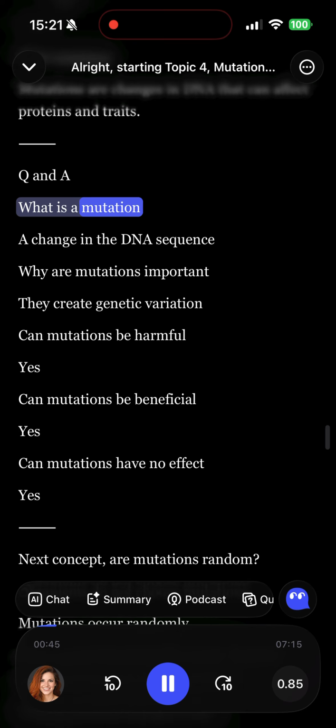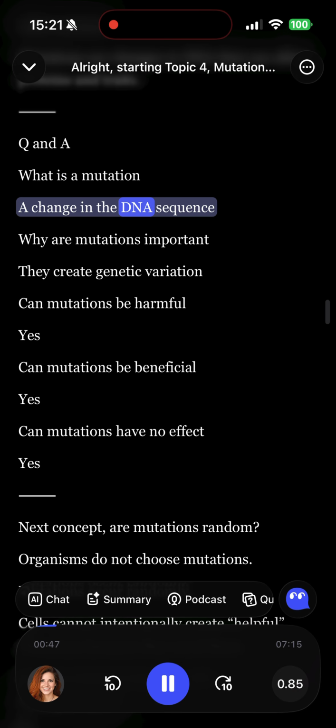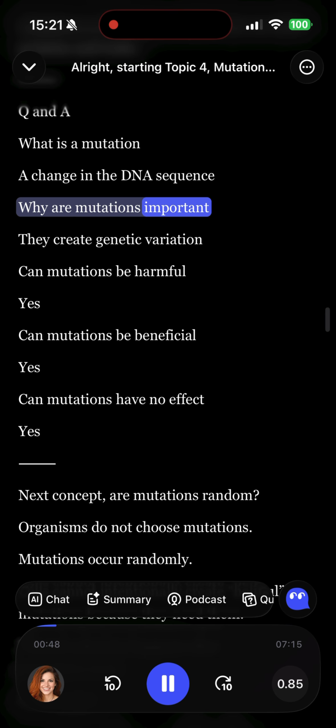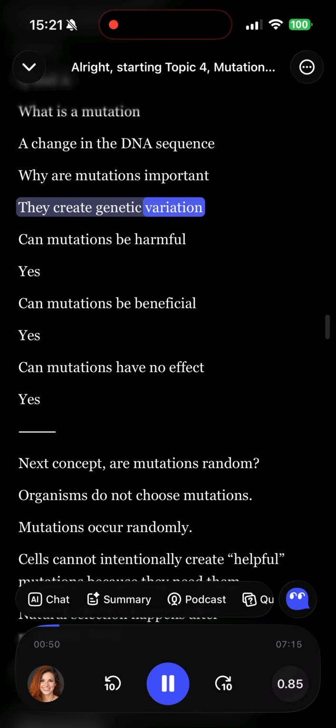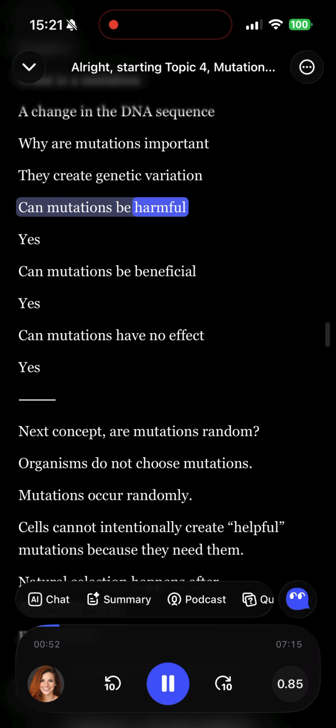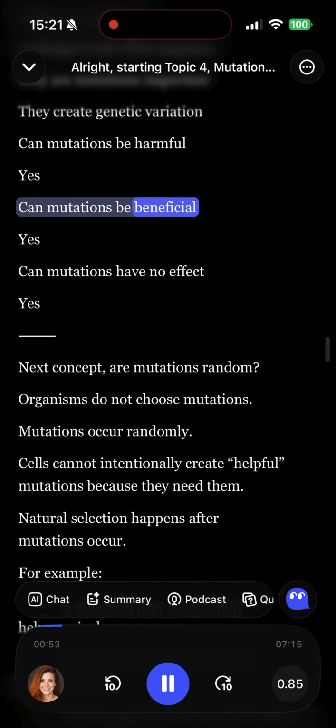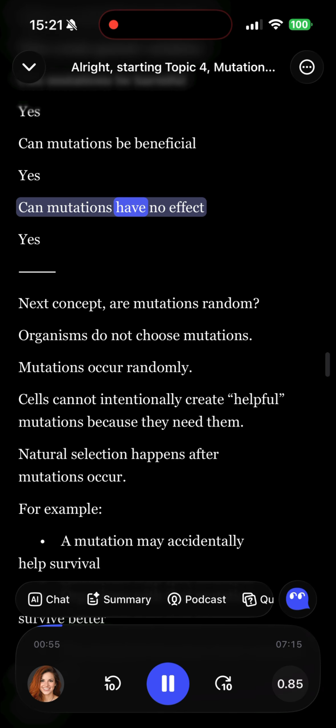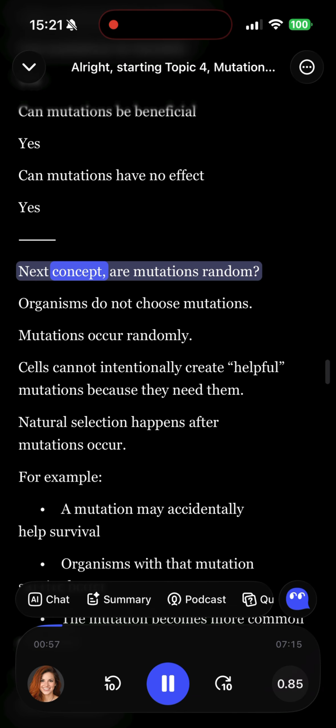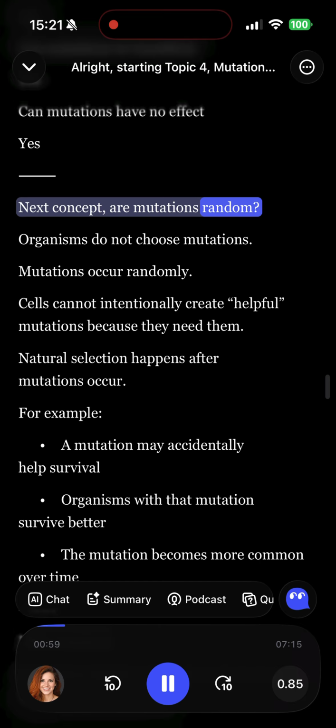Q&A. What is a mutation? A change in the DNA sequence. Why are mutations important? They create genetic variation. Can mutations be harmful? Yes. Can mutations be beneficial? Yes. Can mutations have no effect? Yes.